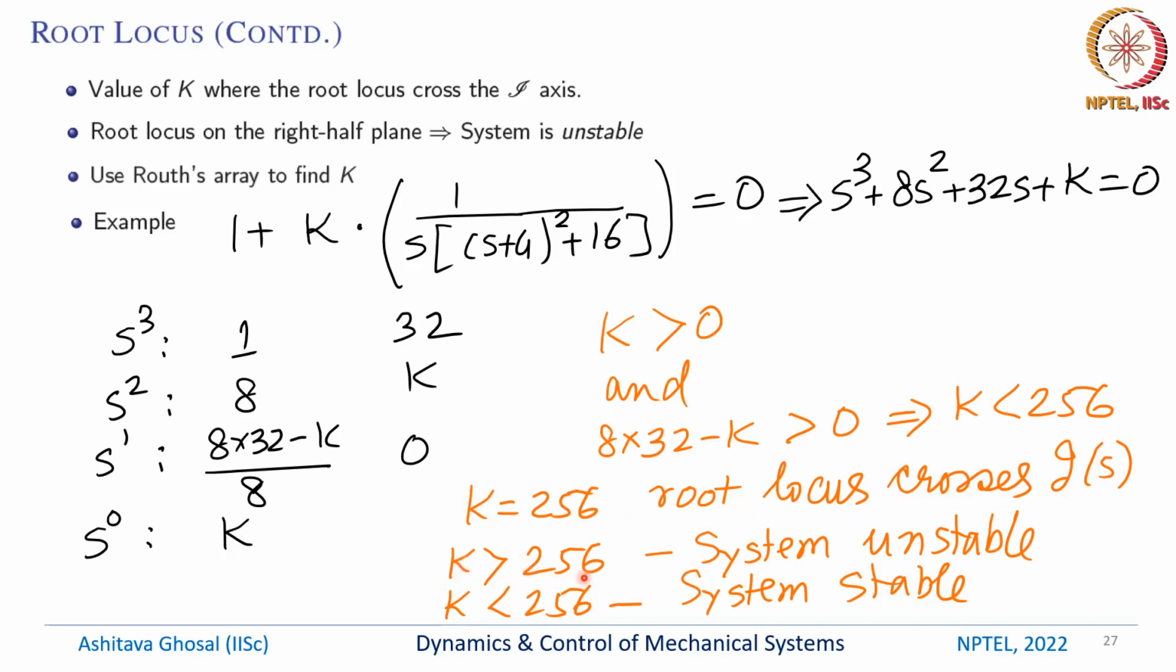If k is greater than 256, then this term will become negative and there will be roots in the right half plane for this polynomial, and the system will become unstable. If k is less than 256, the system is stable.